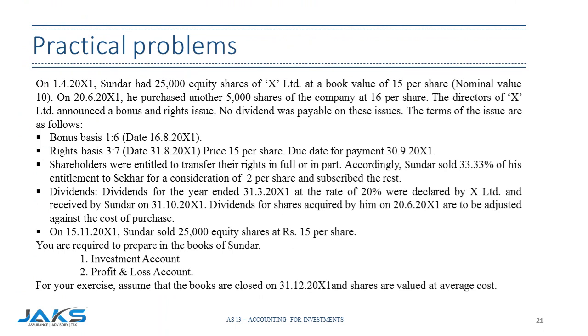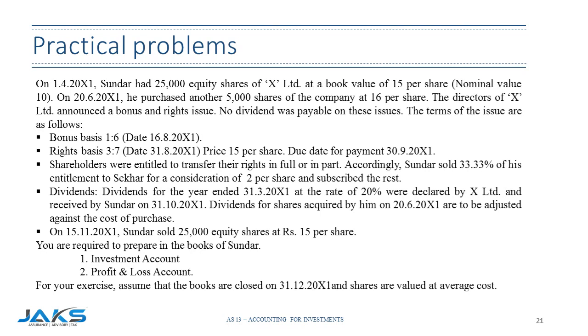We will study one more problem regarding the investment in equity shares. Let us analyze the problem in brief. Sunder purchased 25,000 shares of X Limited at Rs 15 per share. And again he purchased another 5,000 shares of the company at Rs 16 per share. Then, company announced bonus and right share, but no dividend was payable on these shares. And the question says about the terms of issue of bonus and right issue. Sunder sold 1/3 of his right shares and subscribed the rest.